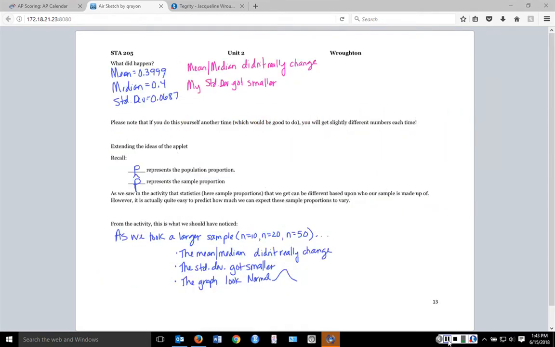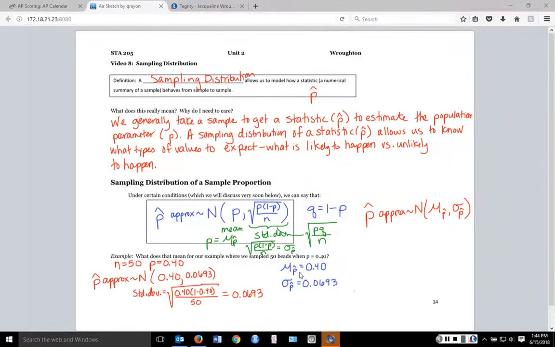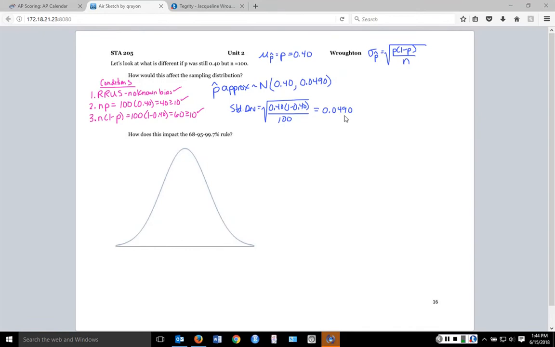Neither of these things that we just found should be surprising. Remember what we saw in our applet. As our sample size got bigger, so this time we're going from an n of 50 to an n of 100, the mean didn't really change. So notice our mean was 0.4 when n was 50 and is still 0.4 when n is 100. So that sample size is not affecting the mean. However, we saw that as our sample size got bigger, our standard deviation got smaller. So we're seeing that here in our numbers as well. Our first standard deviation was 0.0693 when we sampled 50 beads. But now that we're sampling 100 beads, it's smaller at 0.049. So that's where we're seeing part of what we saw in our simulation showing up with the formula as well.